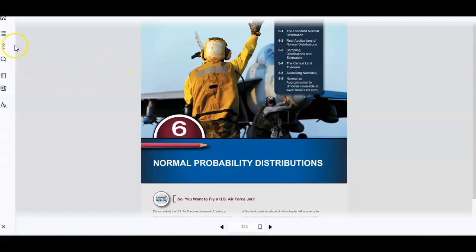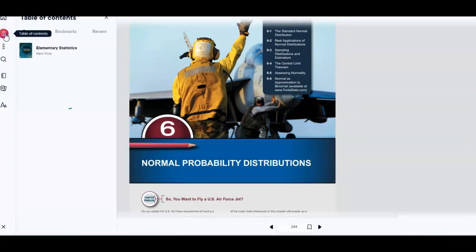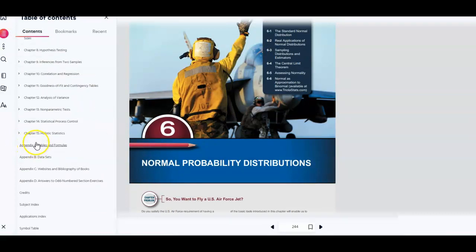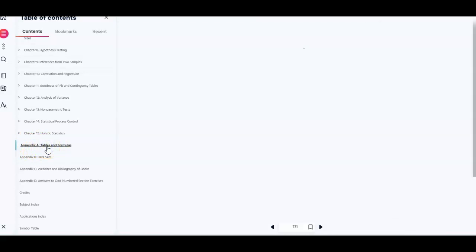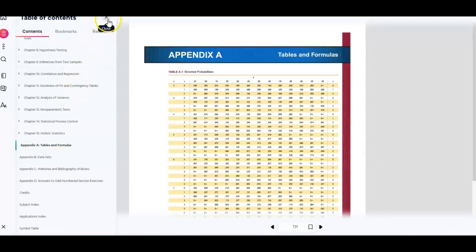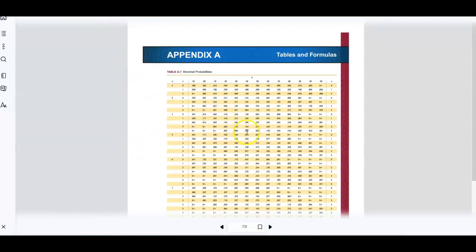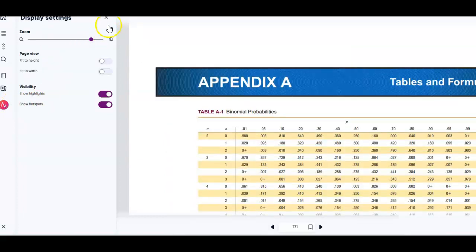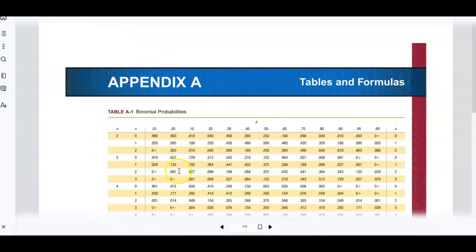In order to do this, over here is the table of contents. So you want to click on that. And then we're going to scroll down all the way to the bottom, and you see where it says Appendix A, Tables and Formulas. We'll go ahead and do that. Then up at the top, we can X out of this so we can see a little bit better. Now, if we want to expand this a little more, over here you will see Display Settings. And then you can zoom in a little bigger, so you can see the table a lot better.